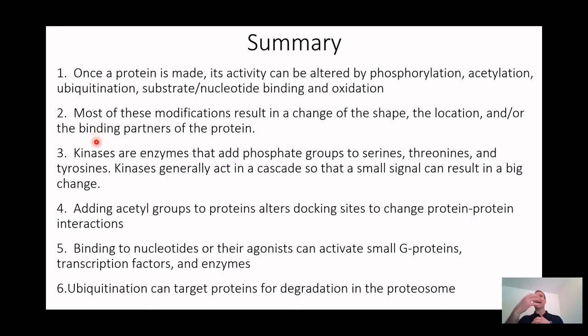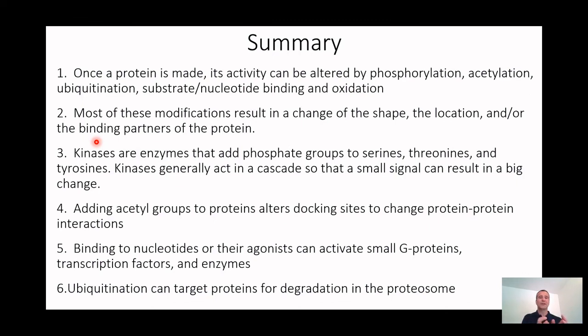Kinases are the enzymes that add phosphate groups to proteins, to serines, threonines, and tyrosines, which are neutral amino acids. It makes them negative, and it causes a change in protein shape. And phosphatases are the ones that remove those. And again, all of these things can have this amplification effect, where one kinase can phosphorylate three different kinases, which can each phosphorylate three more, and you get signal amplification.